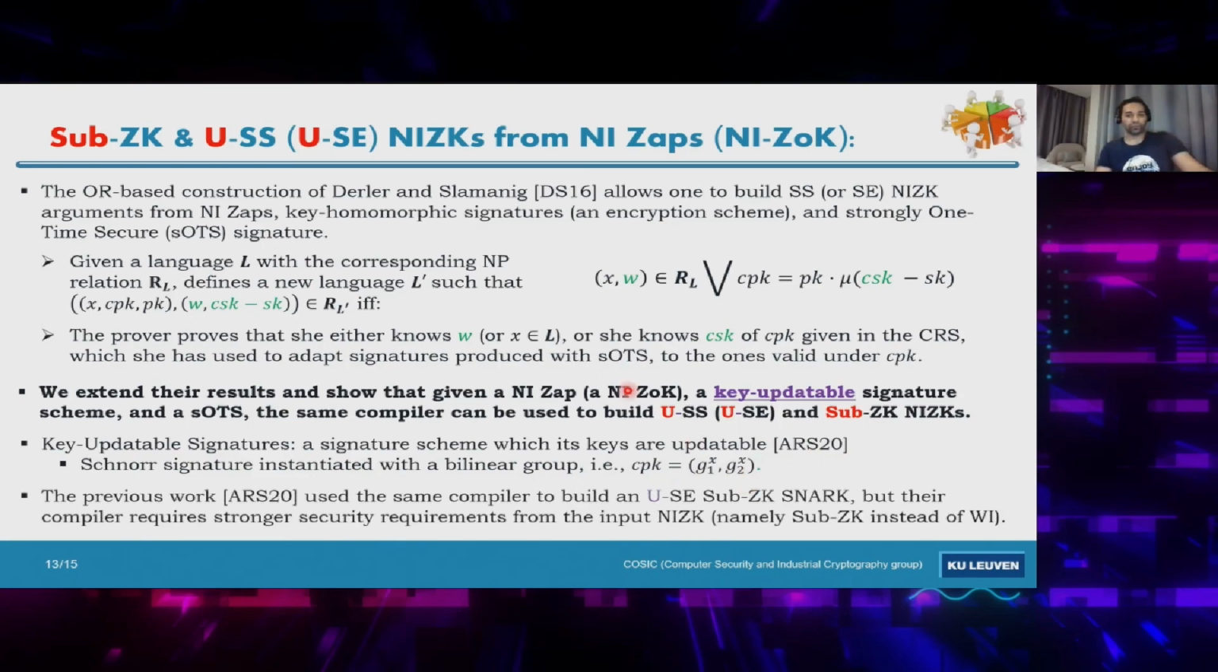And there is a related work to this result that basically uses ZK-SNARKs and presents updatable simulation extractable and subversion zero knowledge ZK-SNARKs. But their compiler uses the fact that the underlying proof system should achieve subversion zero knowledge, which is basically stronger than the witness indistinguishability that we achieve. But the positive point about their work is that their resulting protocols are succinct in the proof but linear in the CRS, while ours are succinct in the CRS but linear in the proof.